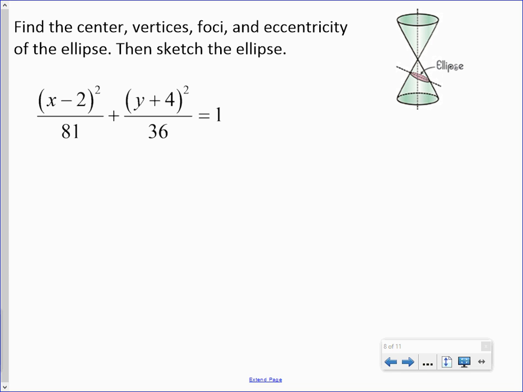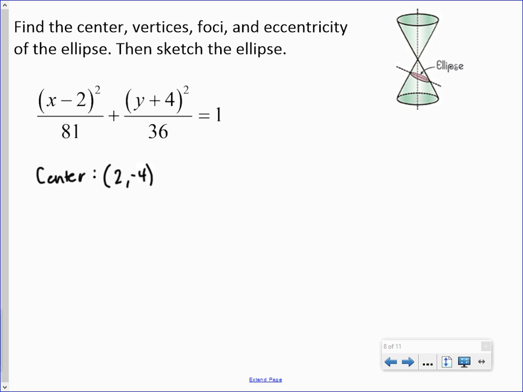So I'm going to try to identify one place to start. A great place to start is always my center point. So I'm just going to look at my equation. What is my center point? 2, negative 4. Excellent. Thank you. 2, negative 4. So I'm going to go ahead and graph that point. That is the center of the ellipse.